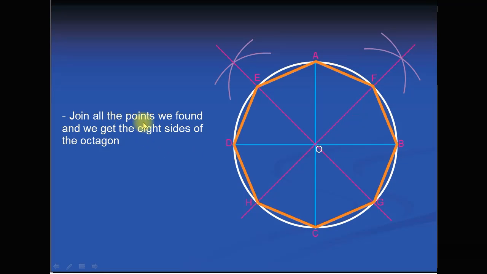Now join all the points we found, and we get the 8 sides of the octagon. Join the point A to E, E to D, D to H, H to C, C to G, G to B, B to F, and F to A. This is the required octagon, and this is the end of this segment.